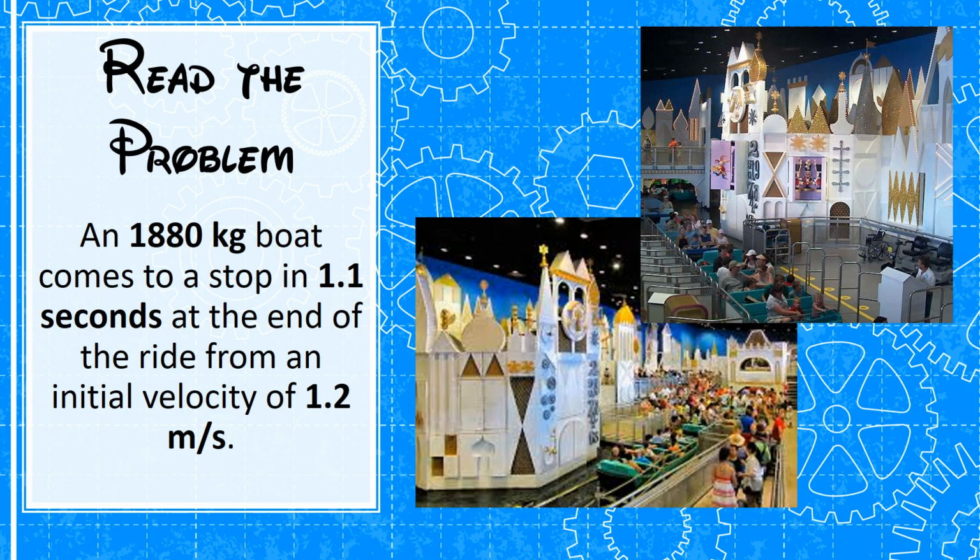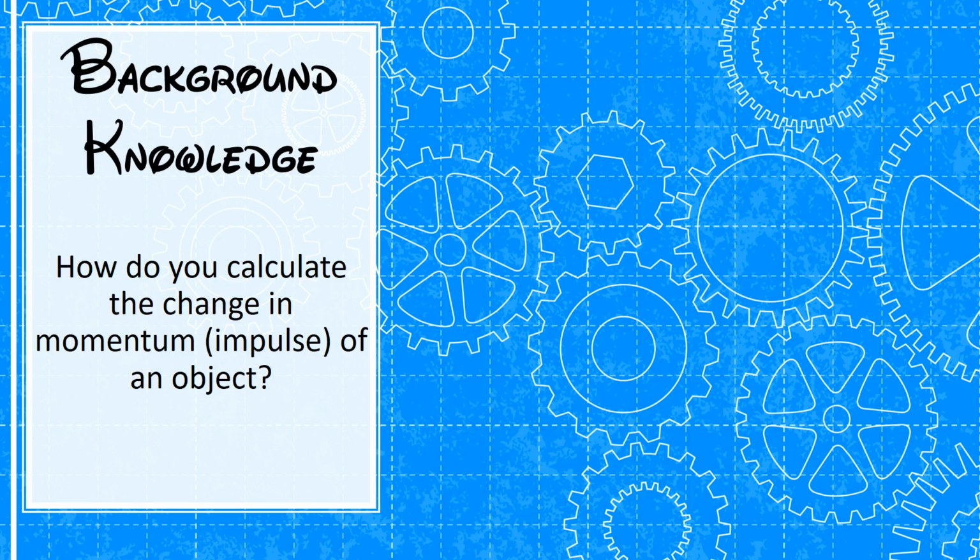Going along with momentum comes impulse. An 1880 kilogram boat comes to a stop in 1.1 seconds at the end of the ride from an initial velocity of 1.2 meters per second. I have a lot of given information here. I have time, I have an initial velocity, and I have mass. I also see that the boat comes to a stop. Sometimes the word stop or at rest is missed. This is our final velocity of 0.